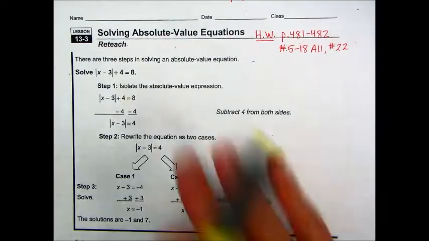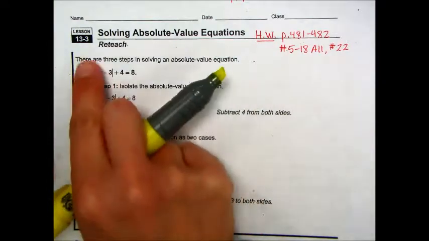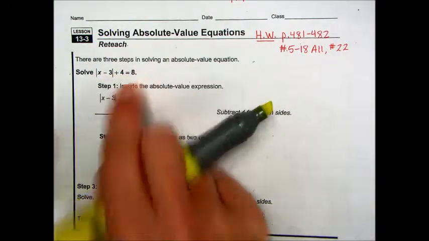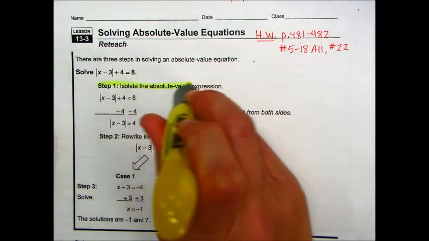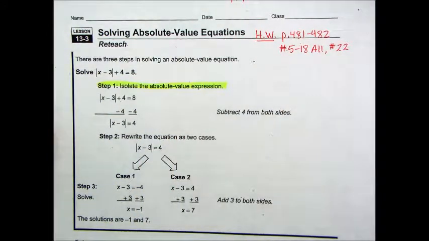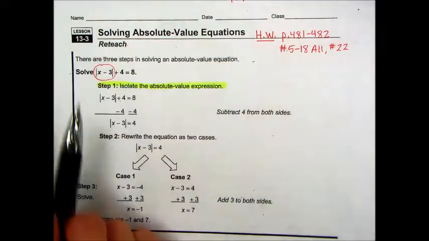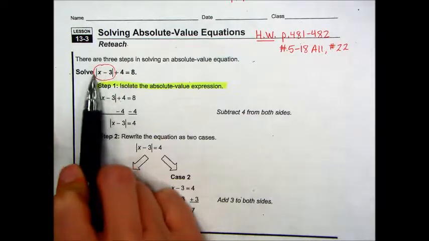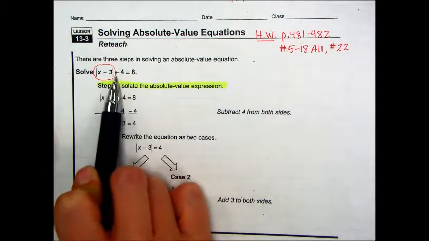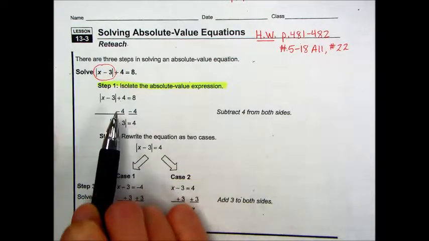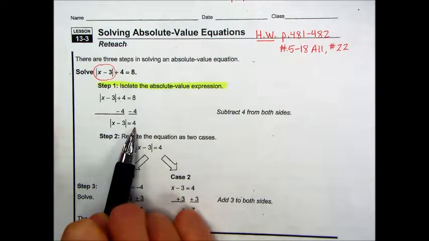The steps that they have for you right here are pretty good. They show you this as a three-step process. They're going to give you the equation, and the first thing you need to do is isolate the absolute value expression. So they're talking about this part right here, the part that's in the absolute value sign. Your first job is to get that absolute value isolated alone. See how there's an extra plus 4? You need to get rid of that plus 4. So you'd subtract 4 and have just the absolute value of x minus 3 equals 4.